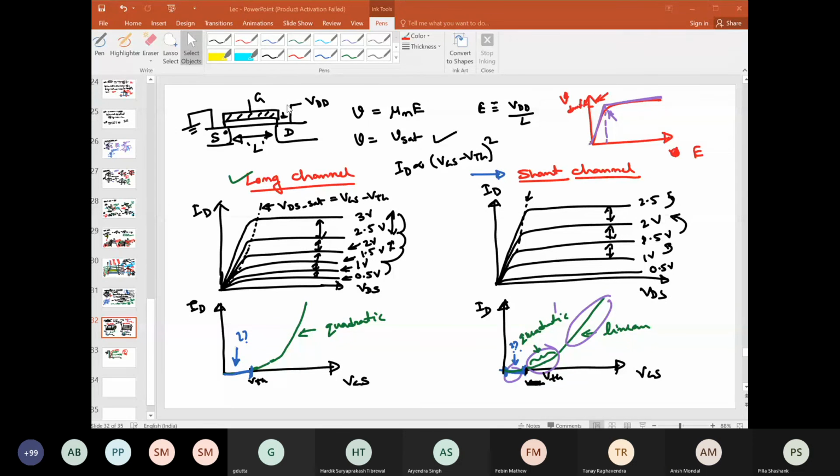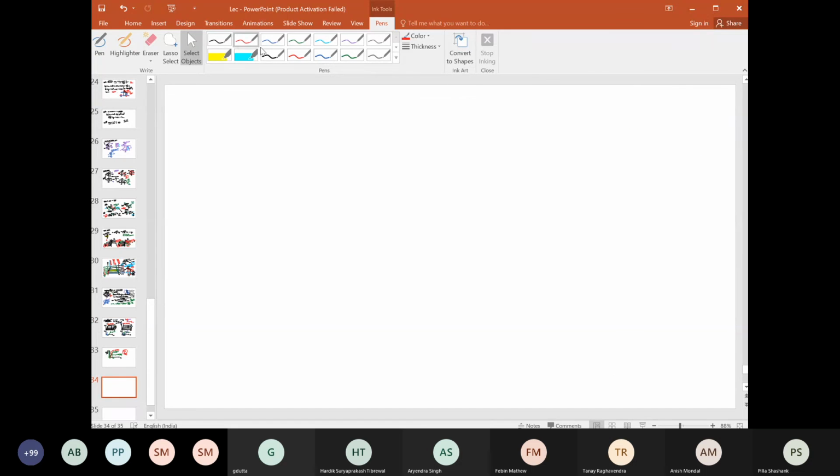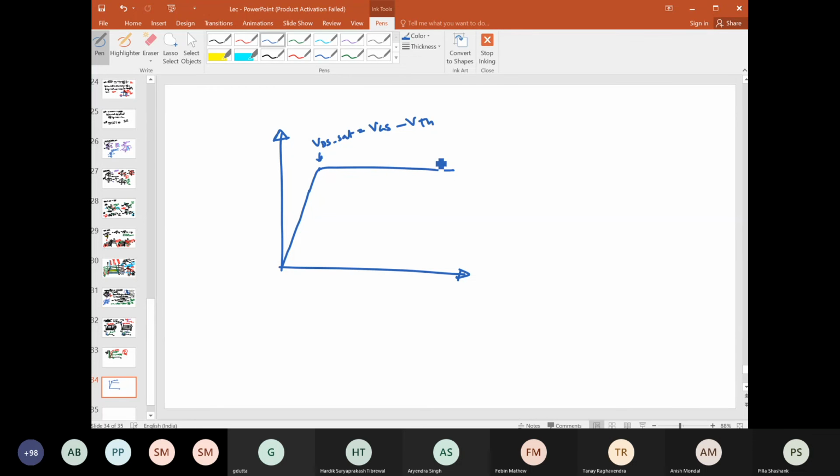Yes, sir. Okay, great. So your question was why it should be linear here. I thought I would discuss it in the next class, but fine, as you were asking. Think of a long channel MOSFET, and for a particular VGS, it is in the triode region, and then VDS sat will be reached, which is equal to VGS minus VTH, and then the current becomes saturated. That is fine, no issue. But for a short channel, what will happen?